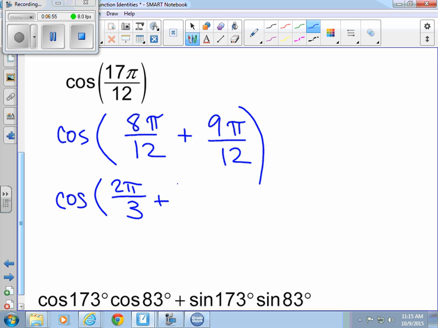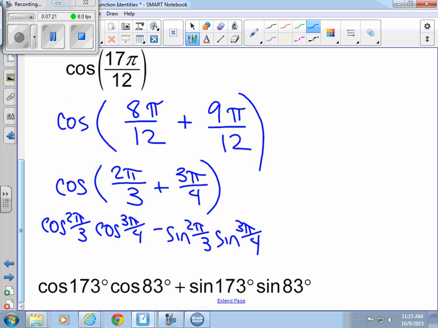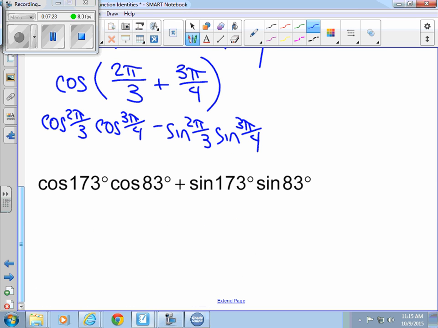And so that's good news. Those are both values I can deal with. So I have cosine of 2 pi over 3, cosine of 3 pi over 4, minus sine. What am I doing right now? Yeah, I'm using that identity. Cosine of 2 pi over 3.